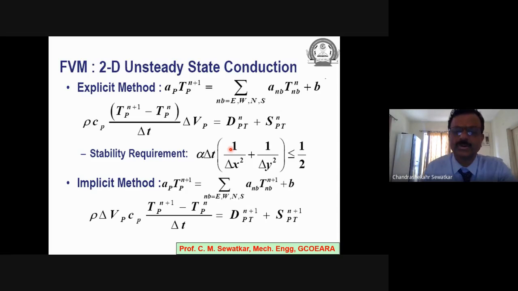However, when we obtain the solution using the explicit method, there is a stability requirement, and that is alpha delta t into (1 by delta x square plus 1 by delta y square) should be less than or equal to a limit.